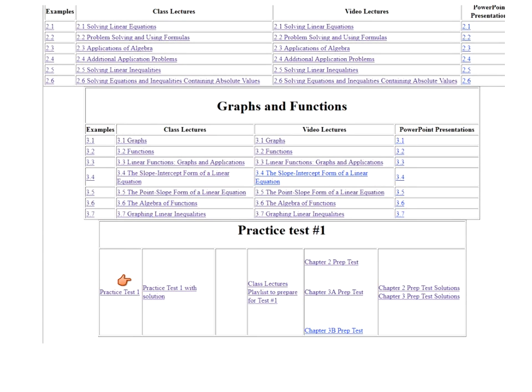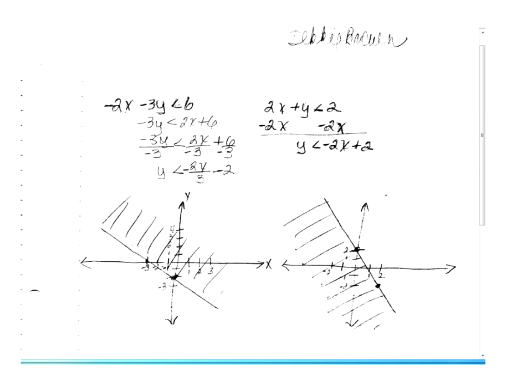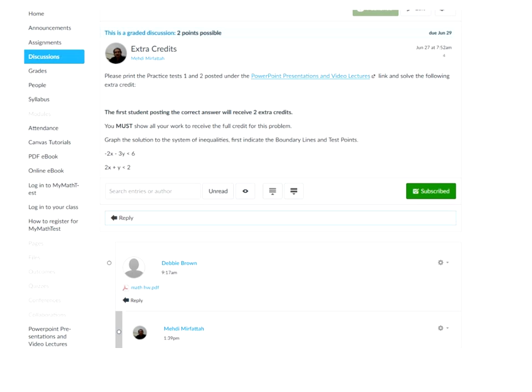As soon as you're done with this take-home test, practice test number 1, then you should take test number 1 in MyMathTest. And these are optional, but you should have a copy of these other prep tests in your portfolio. We talked about the one problem that I posted in the discussion as an extra credit.